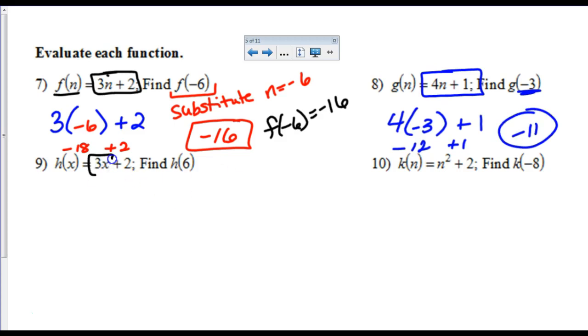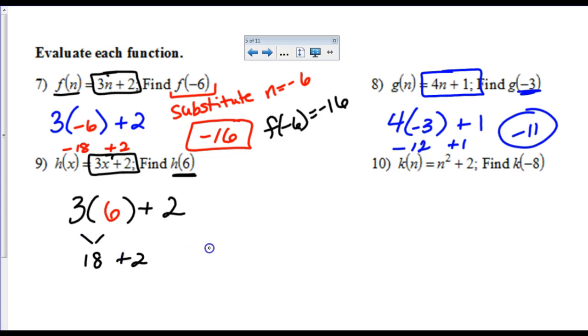All right, here the function is 3x plus 2, and they want me to evaluate the function at 6. So instead of x, we're going to write 3 times 6 plus 2. So 3 times 6 is 18, plus 2 is 20.